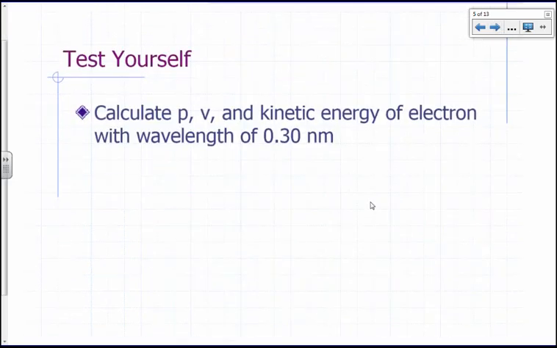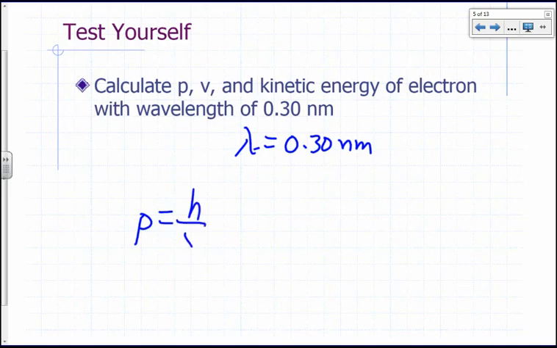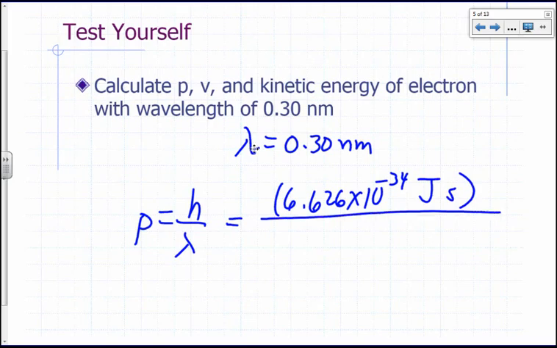All right, let's do some simple calculations here. Let's calculate the momentum, the speed, and the kinetic energy of an electron that has a wavelength of 0.30 nanometers. What equation do we need here? We're given lambda is 0.30 nanometers. How do we calculate p? p is h over lambda. So h is 6.626 times 10 to the negative 34 joule seconds divided by lambda, which is 0.30 times 10 to the negative 9 meters.